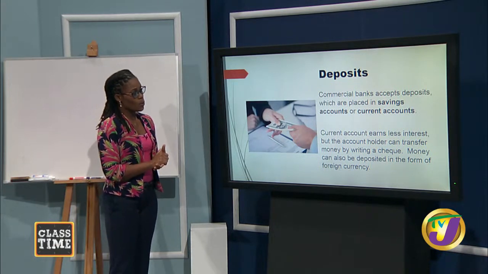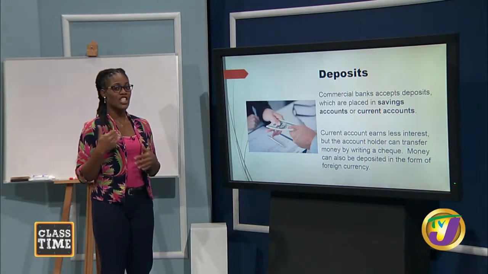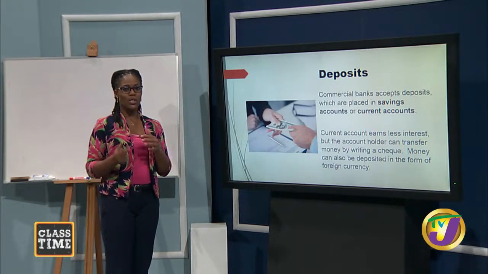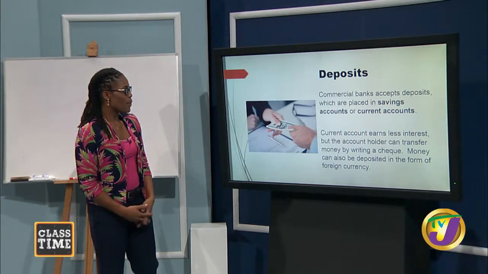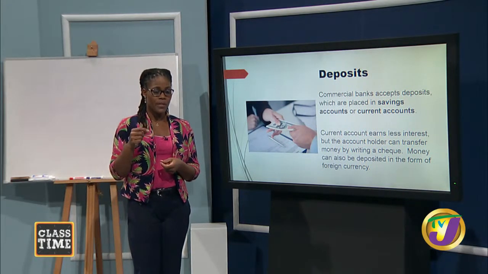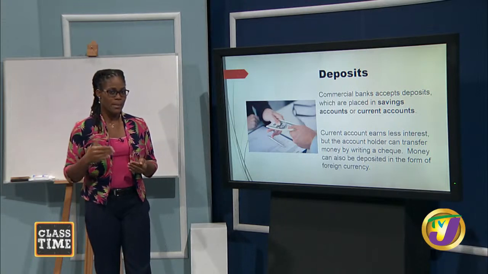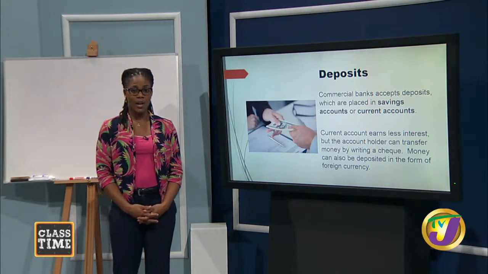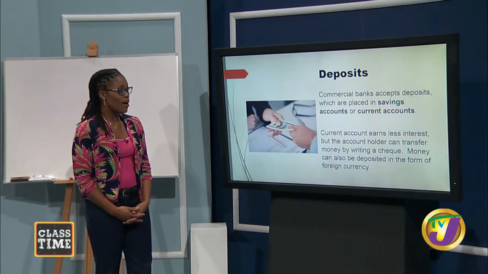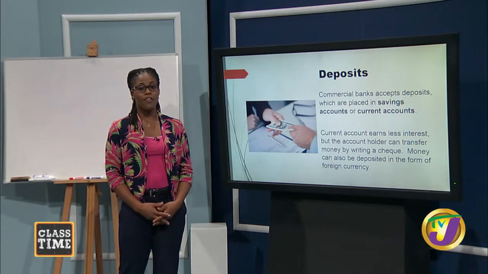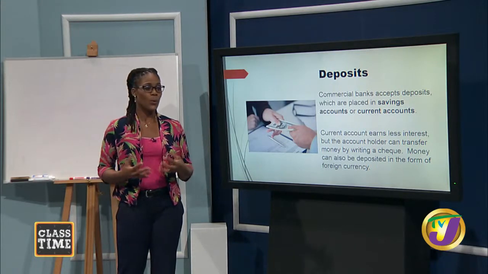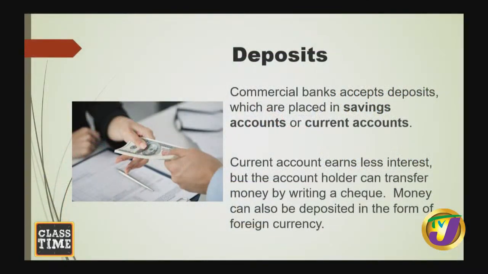Now a current account, otherwise known as a checking account, earns less interest, a little less than what you would earn on your savings. But the account holder can transfer money by writing a check. So if someone writes you a check, it means that that person has a checking account with their local bank. Now, money can also be deposited in the form of foreign currency. So not just the local currency, but also in the form of foreign currency.